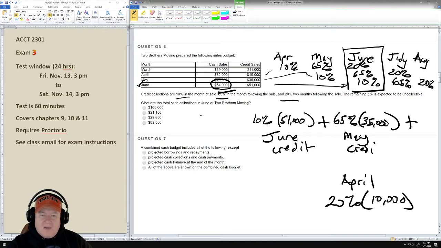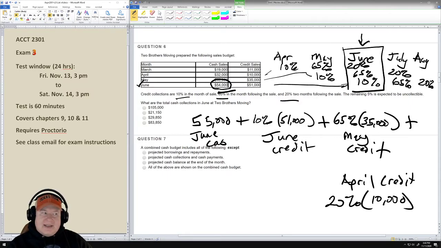So it's going to be all of the June cash, which is 54,000, plus these calculations: 10% of June credit, 65% of May credit, and 20% of April credit. And that's how you get it. That's why I set it out in this little chart, so you can see how the stagger works. You figure those all out, and I'm just going to take a look because I've already calculated it. It's this number here, 83.